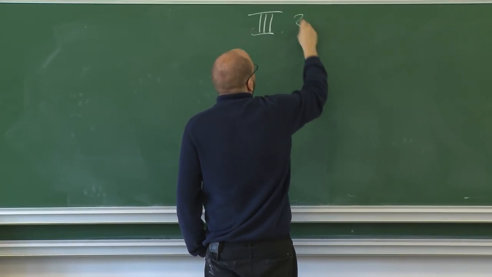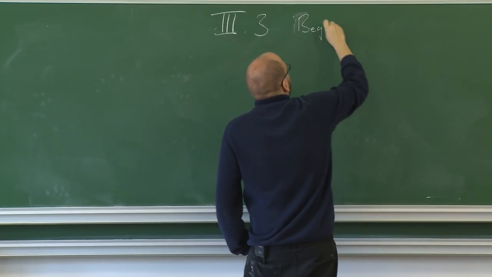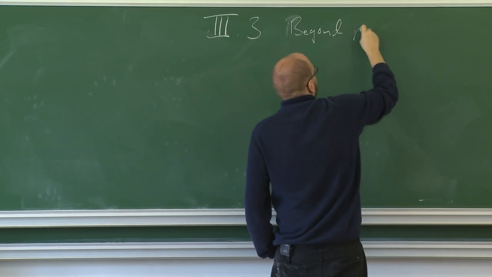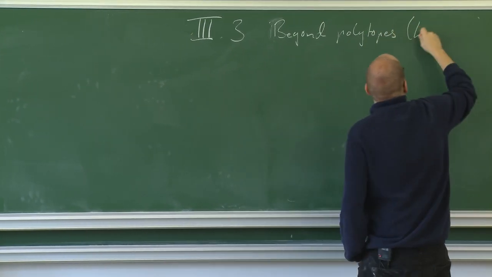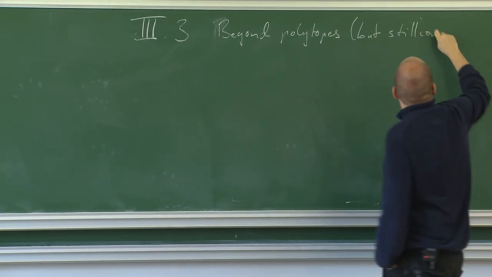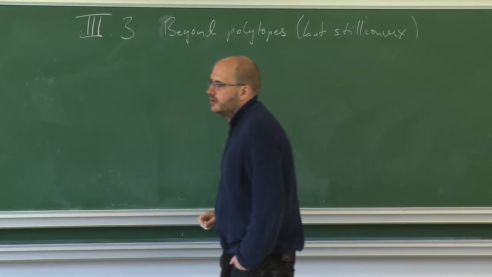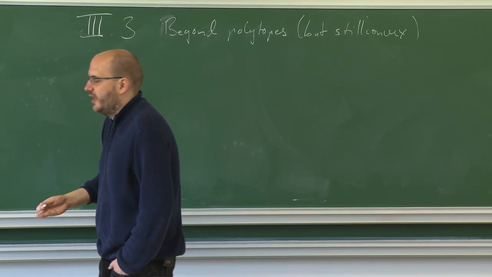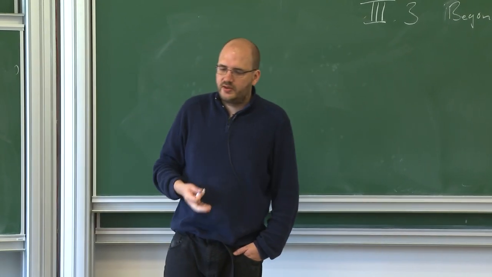So 3.3: beyond polytopes, but still convex. We will not even have... so we will not have... We will discuss fans now that are not complete.